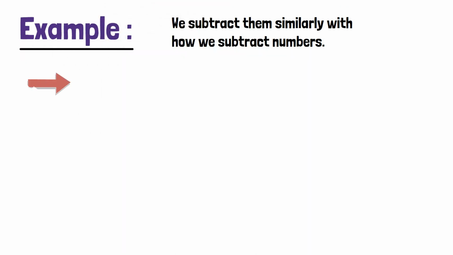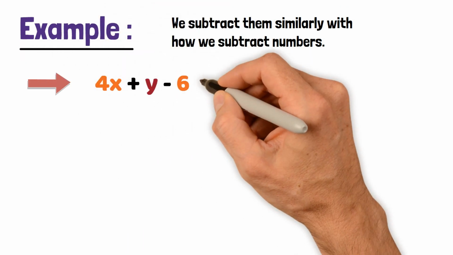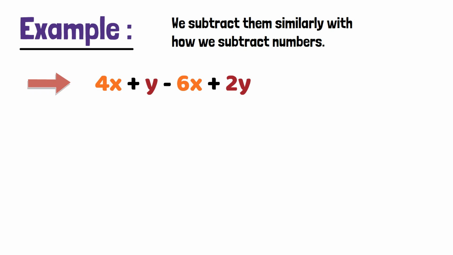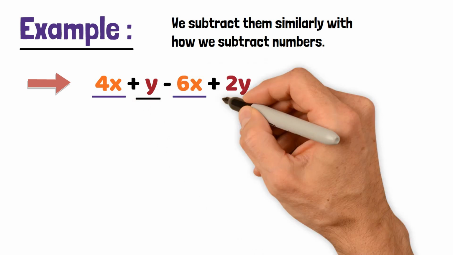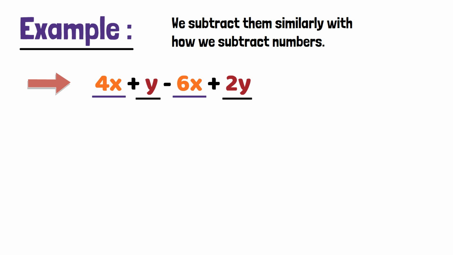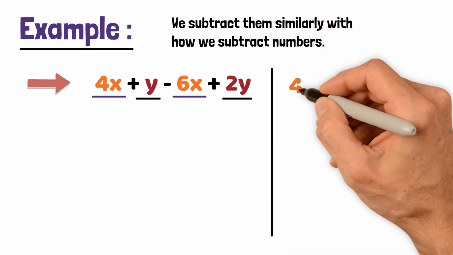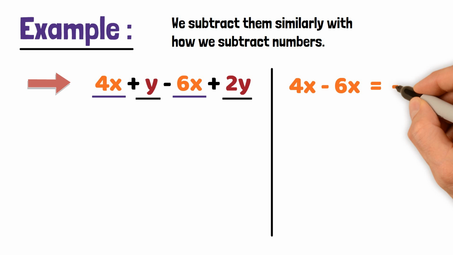For example, let's simplify 4x plus y minus 6x plus 2y. Note here that we have two variables. The like terms are the 4x with the negative 6x and the y with the 2y. These are the terms we will combine. We will combine 4x minus 6x into negative 2x because 4 minus 6 is negative 2.